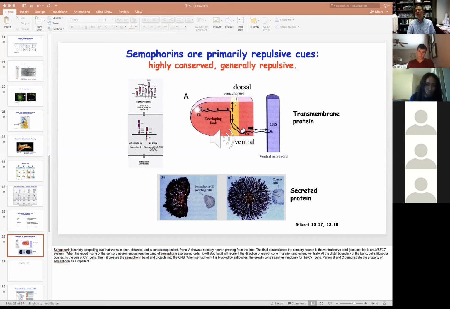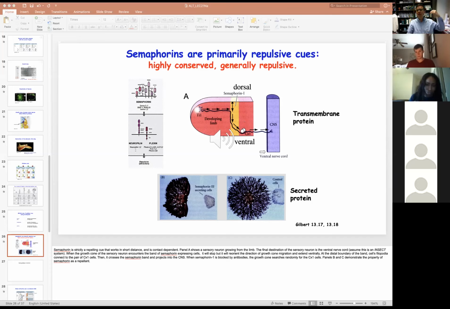So the consequence is that this repulsive cue is used for changing the direction of cell migration. Usually they run dorsally, and at a certain point they cross to this side and run ventrally, and then they can probably go into the CNS.